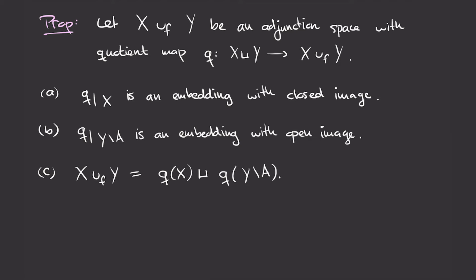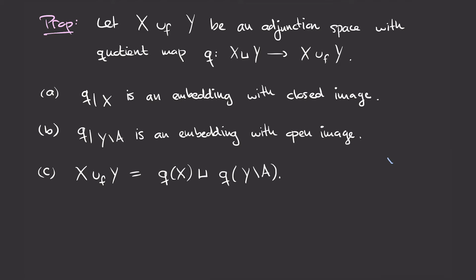And finally, part C of the proposition simply says that the entire adjunction space is in fact the disjoint union between the image of X under the quotient map and the image of Y minus A under the quotient map. So we have these two parts that are sitting inside this adjunction space, and the entire space is composed disjointly out of these two parts.